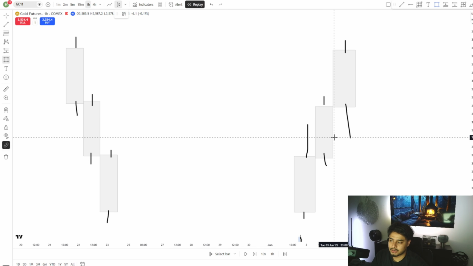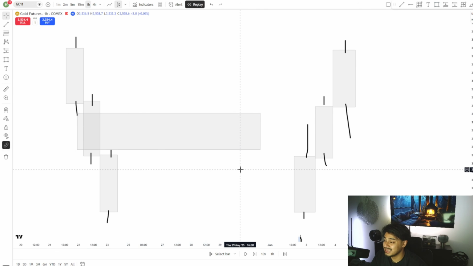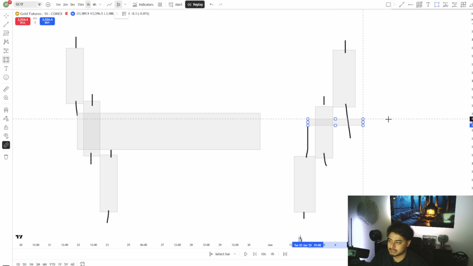The reason why this is not a fair value gap is because, let's move on to this. 1, 2, 3 candles going down. This is a bearish fair value gap because if you look at this candle, the first candlestick bottom wick and the third candlestick top wick, they are not overlapping. I can easily place a box in the middle. But right over here, I cannot place a box in the middle because the wicks are overlapping. So this right over here is not a fair value gap.